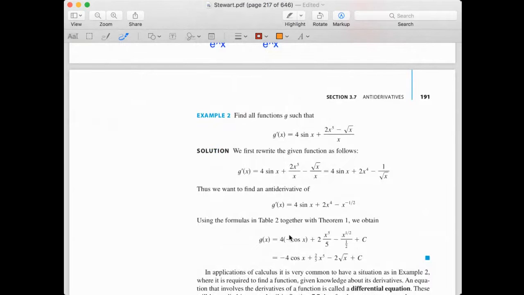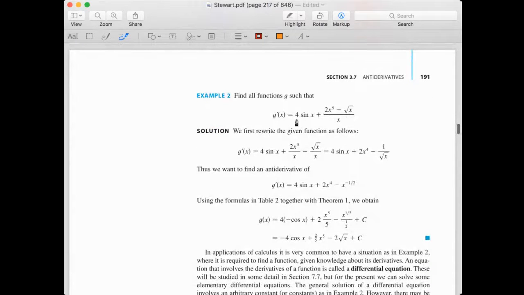Okay, let's see example 2. So G prime is given as 4 sine x plus this. Let's try to find all functions G. That means a family of functions. That means add C to it in the end. So antiderivative, right? So whose derivative is sine? Negative cosine, right? Negative cosine. The scalars we just leave on the side. The 4 is a scalar we just leave on the side. So sine antiderivative is a negative cosine.